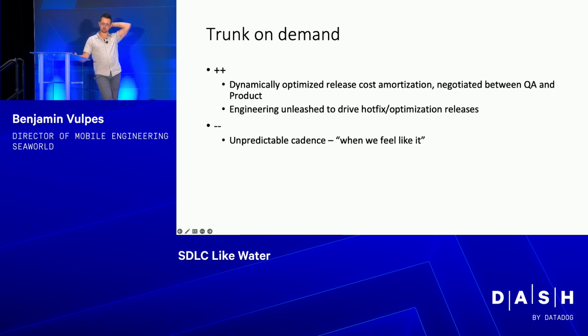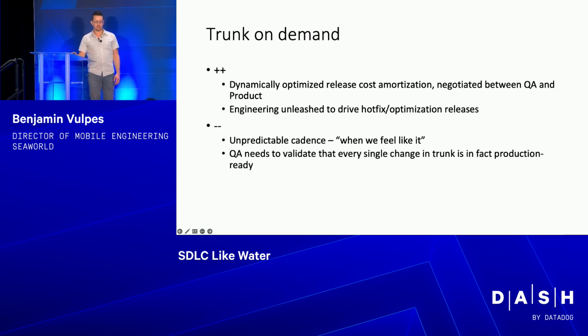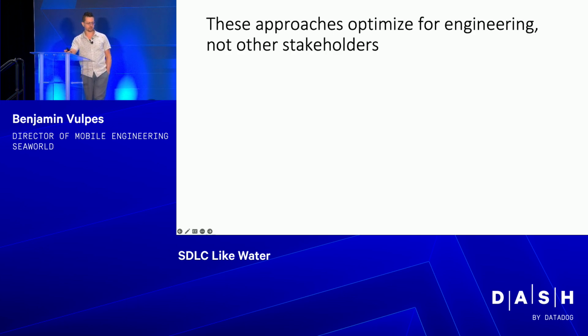When you have an unpredictable cadence for a painful thing, and releases in this context are relatively painful, even though they go well, they're still painful because it disrupts the normal flow of people's days. That unpredictability alone is enough to drive people to try to not do it, which increases the batch sizes of released changes, which increases the risk of any individual change. It's poison for business processes. And now QA needs to validate that literally every single change in trunk is in fact production ready. This is the cost of trunk-based CD.